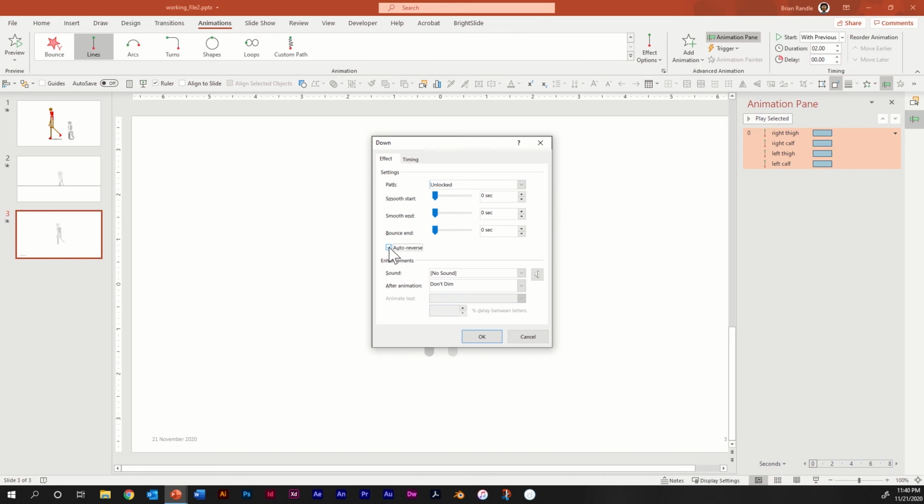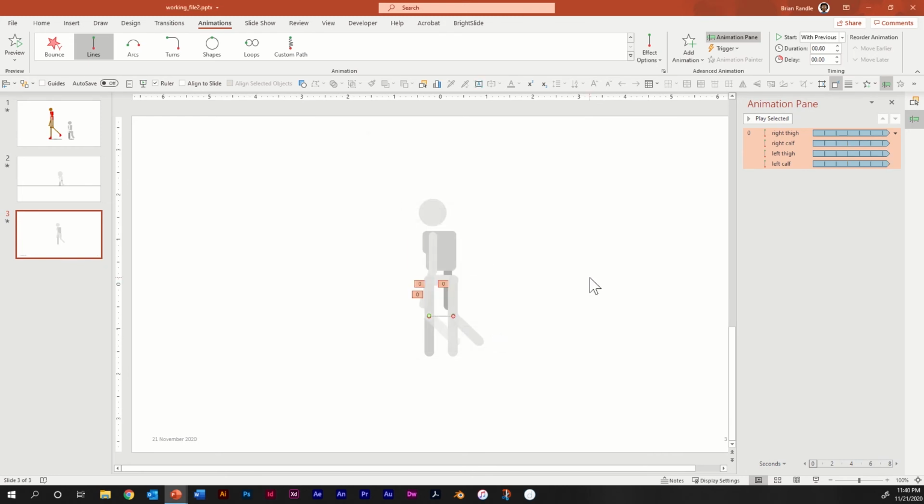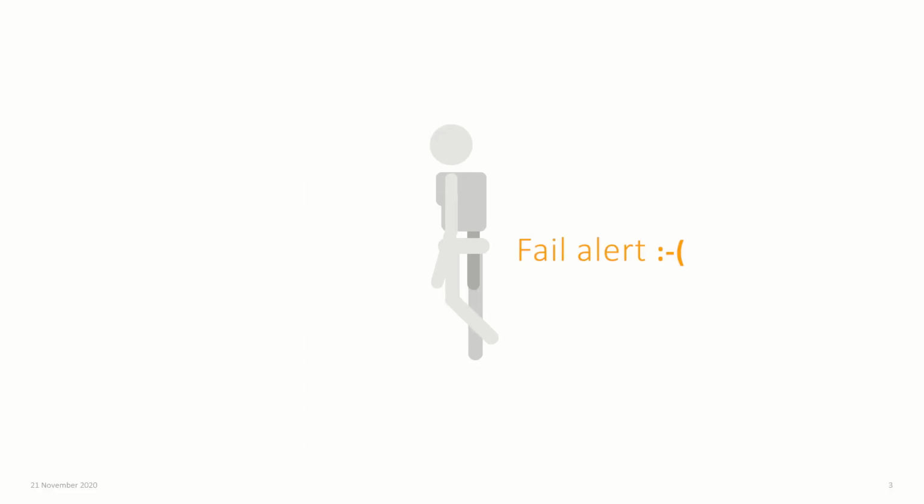Turn on Auto Reverse and then go to Timing. We're going to keep it at with previous, and we want to change the duration to something that's easily divisible by 2, so we're just going to go ahead and make it, we'll say 0.6 seconds. And we want the repeat to be set to until the end of slide. Go and hit OK, and you're good there. Let's go ahead and just turn on slideshow mode and you can begin to see what's happening here.